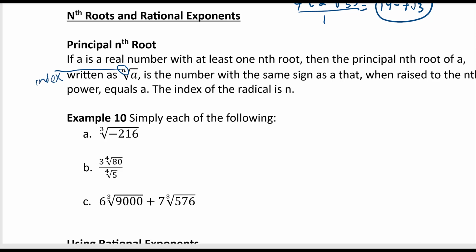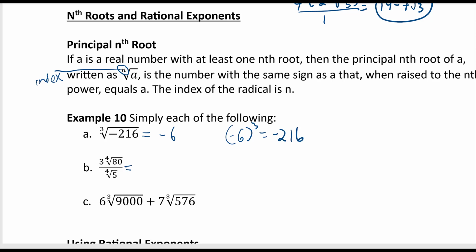So if it's a negative, then the answer is negative. If you're doing the cube root of -8, we have some examples here, but you get -2. Okay, so here's the cube root of -216. You can put this in your calculator, but that's going to be -6, because -6 to the third power equals -216.